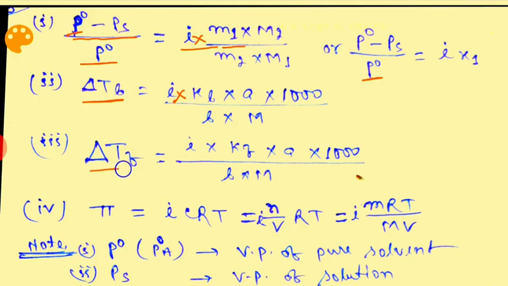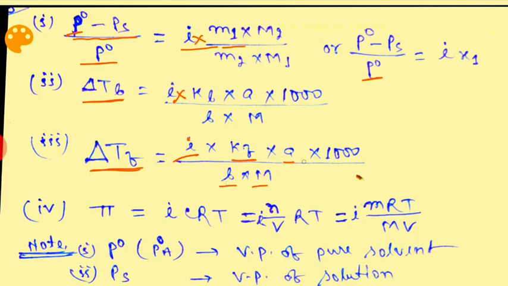Now, del TF. What is the meaning of del TF? Depression of freezing point, that you have read. Del TF is equal to Kf into A into 1000 by B into M. And in the modified equation, you only have to add I. Del TF is equal to I into Kf into A into 1000 by B into M. So always remember that A is the mass of solute, B is the mass of solvent.